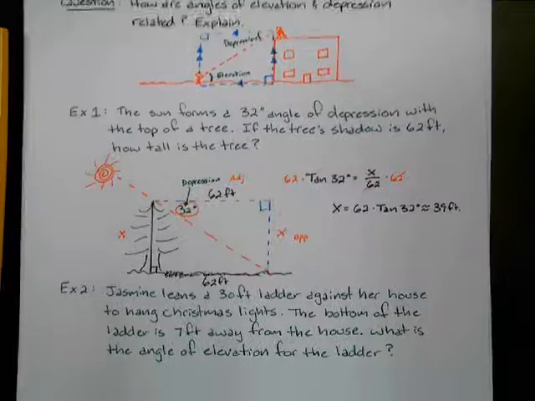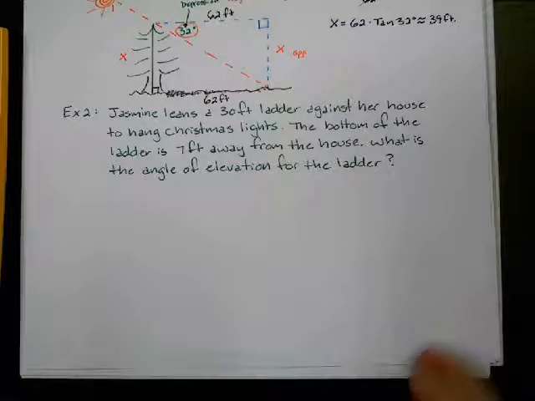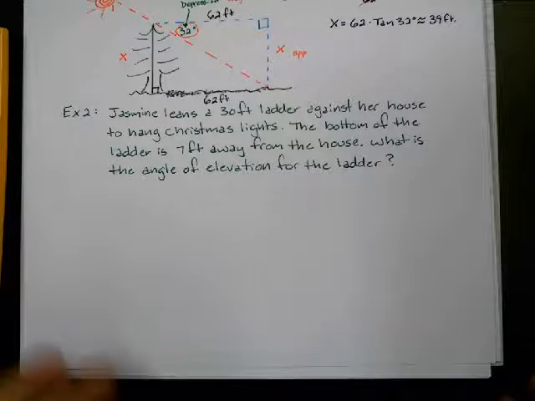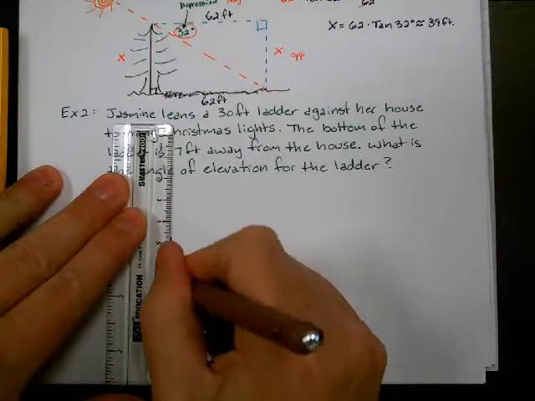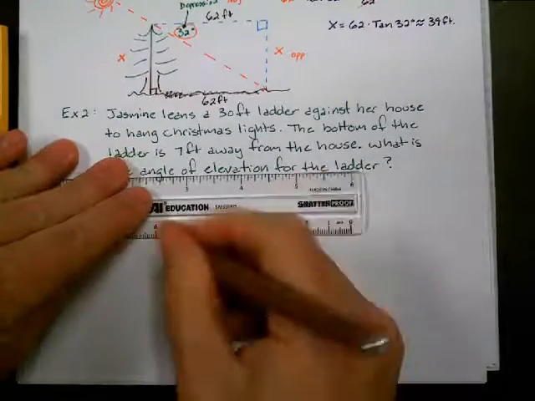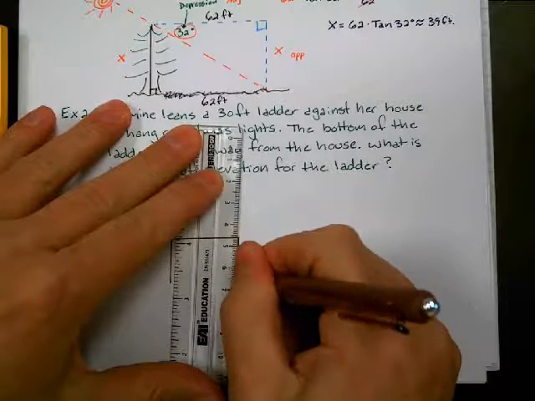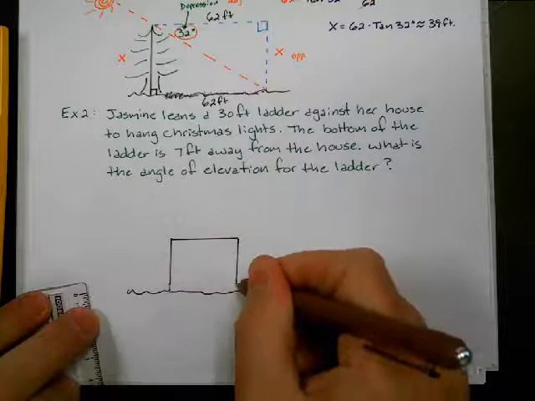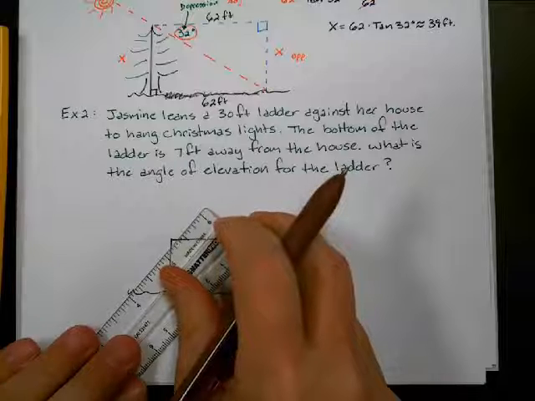All right, example 2. Jasmine leans a 30-foot ladder against her house to hang Christmas lights. Oh, I think we need a picture. Okay, so let's draw her house. So here's Jasmine's house. There's the ground. So we got our house. She's going to lean a 30-foot ladder. That's a big ladder. So there's the ladder.